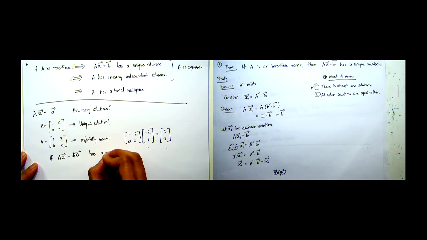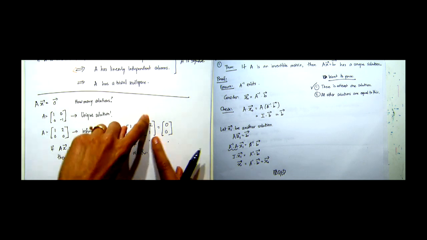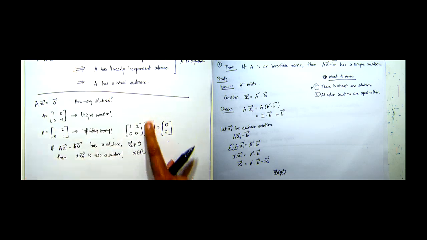And if I tell you now that AX equal to 0 has a solution x naught, which is not equal to 0, then alpha x naught is also a solution, for any alpha that's a real number. So basically what I'm saying is that once you know that this is a solution, can I multiply this vector by 2?